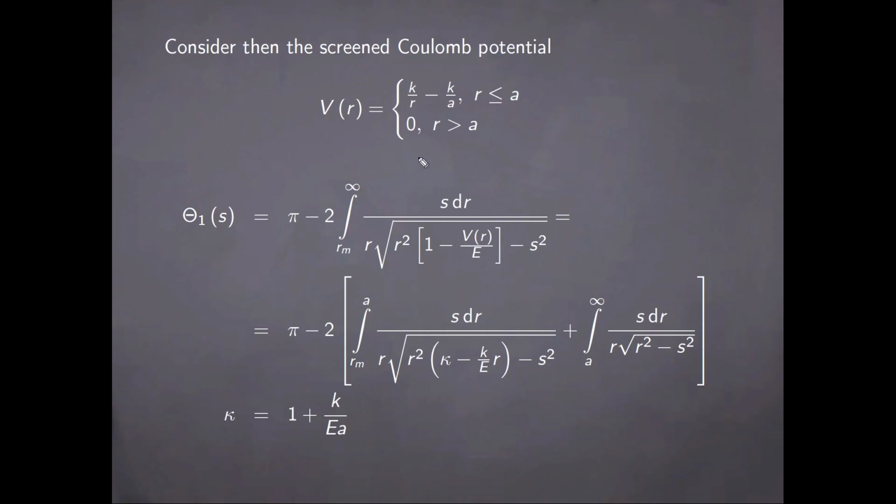To see how this would work, consider the screened Coulomb potential given by the expressions here. So it's a Coulomb field minus a constant given by the ratio of the force constant K and a radius A, which has the significance of the effective radius of the atom. And as such, this expression is true for all radii less than or equal to A, and the potential is considered zero for radii larger than A. So the field of the nucleus is screened by the electron cloud beyond the effective atomic radius A.